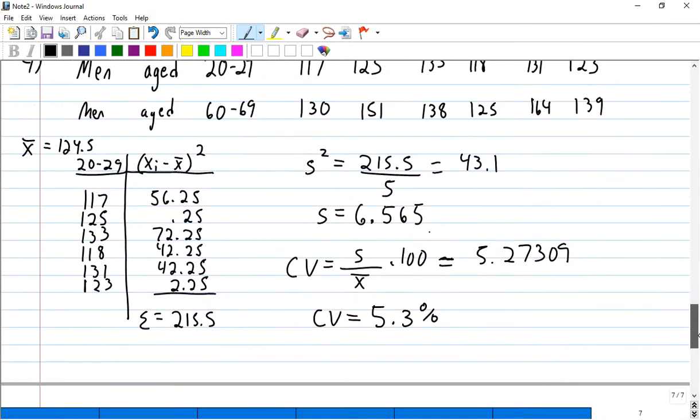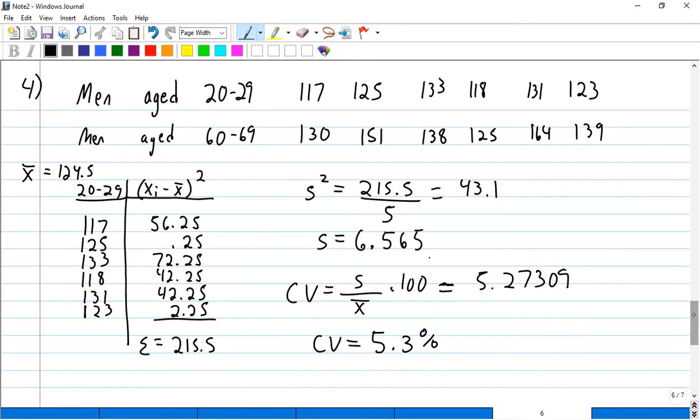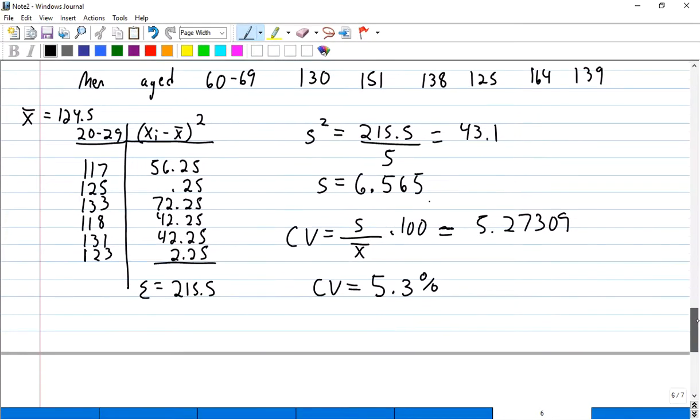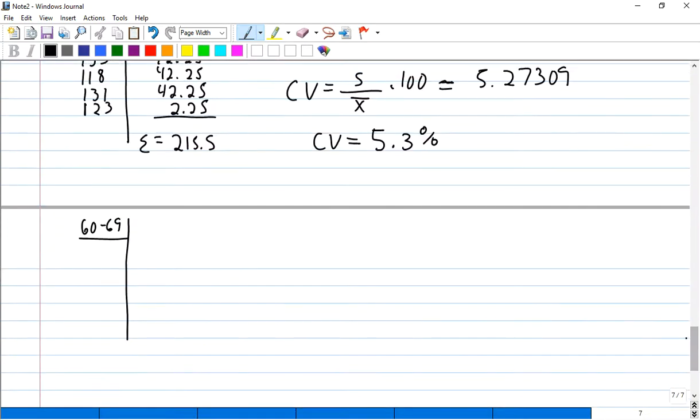Alright. So that's the coefficient of variation for the first group. So now let's do the same thing for the second group. So I'm going to write down those values. This is 60 to 69 aged men. Write down those in a column.